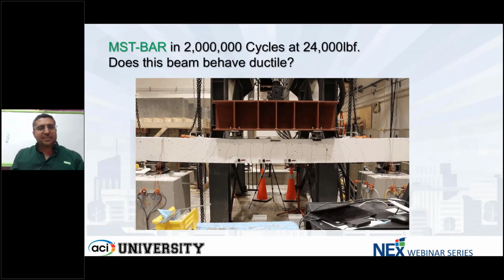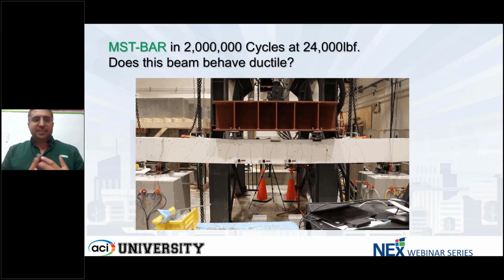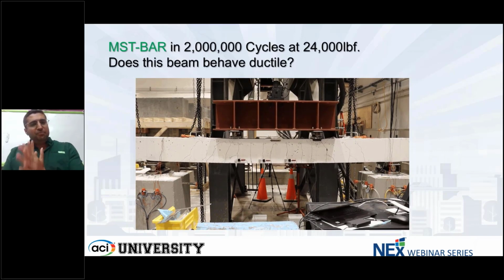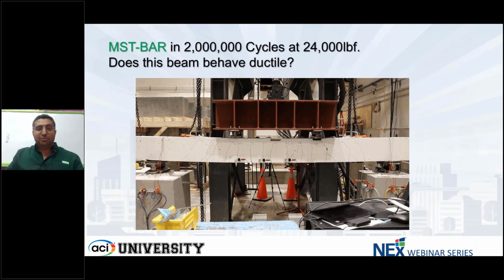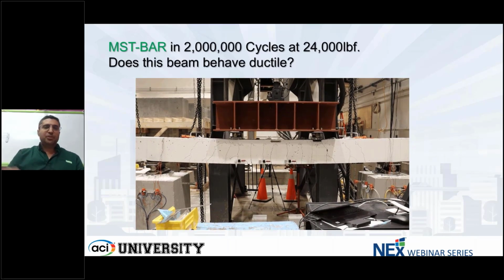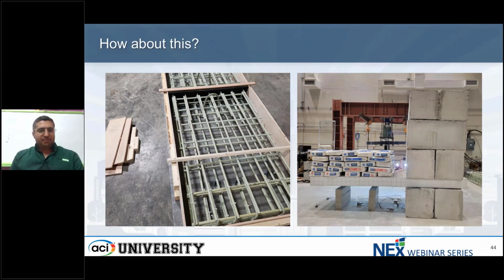But we have done a lot of testing, and one of the tests we have done actually shows you a beam made with MSD bar, and this beam is under 2 million cycles. This video was recorded after 2 million cycles with over 24,000 pounds force. Question: does this beam behave ductile? If you ask me, absolutely yes, because based on the definition of ductility, you're seeing a huge deformation on this slab. And funnily enough, we could push this even further to have even more deformation on this beam, and we wouldn't see the failure until you really push it hard and the concrete crushes by compression on the top.